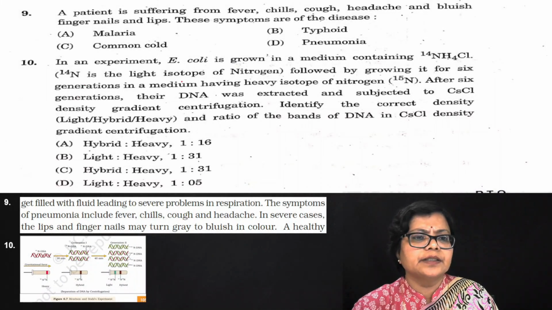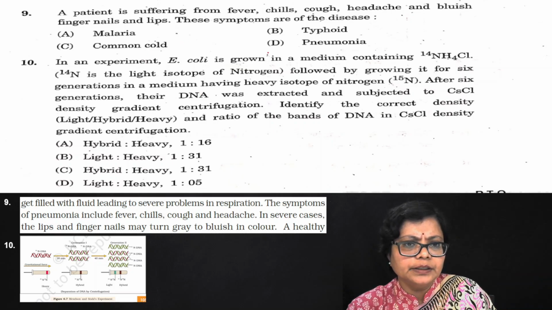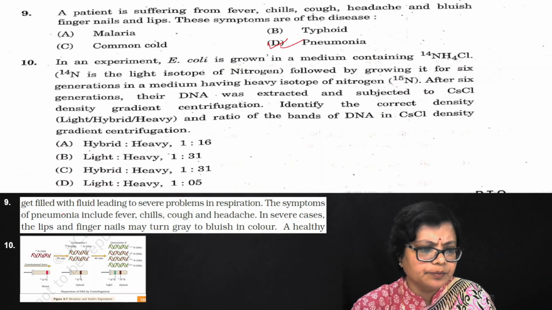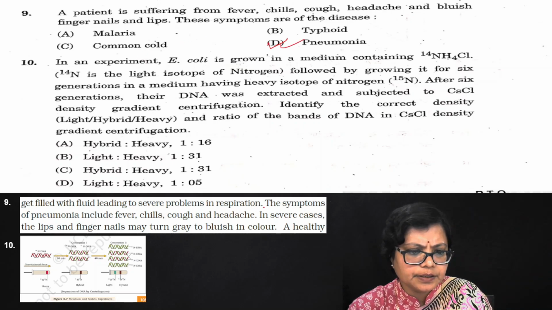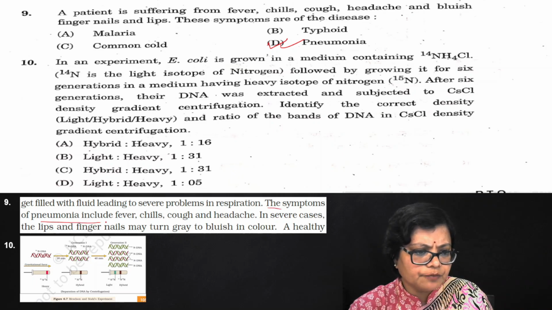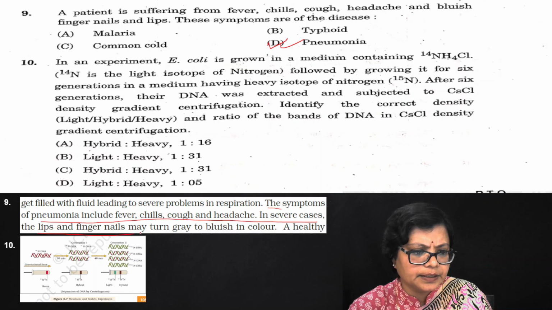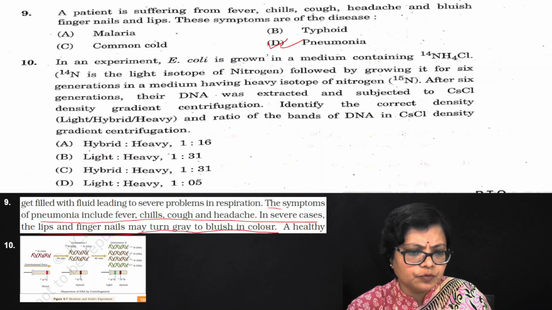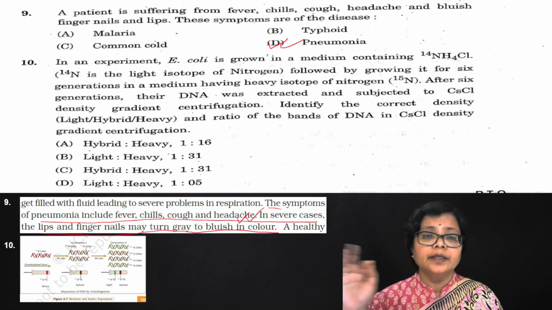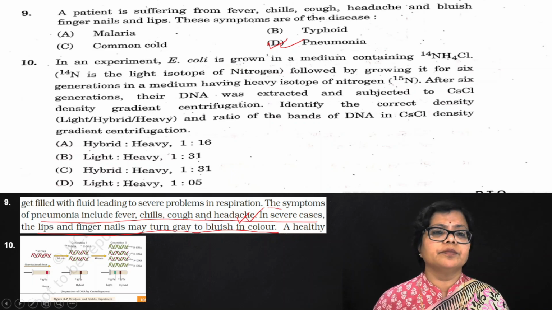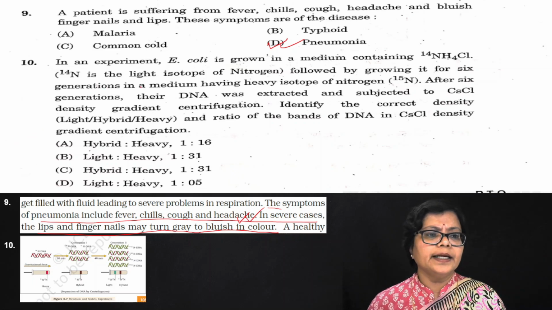Next, the patient is suffering from fever, chill, cough, headache and bluish fingernails and lips. These symptoms refer to pneumonia. You see from the NCERT book, the line is given. Respiration, the symptoms of pneumonia: fever, chill, cough, headache. In severe cases, lips and fingernails may turn grey to bluish in color. Directly the line has been copied from the NCERT book.